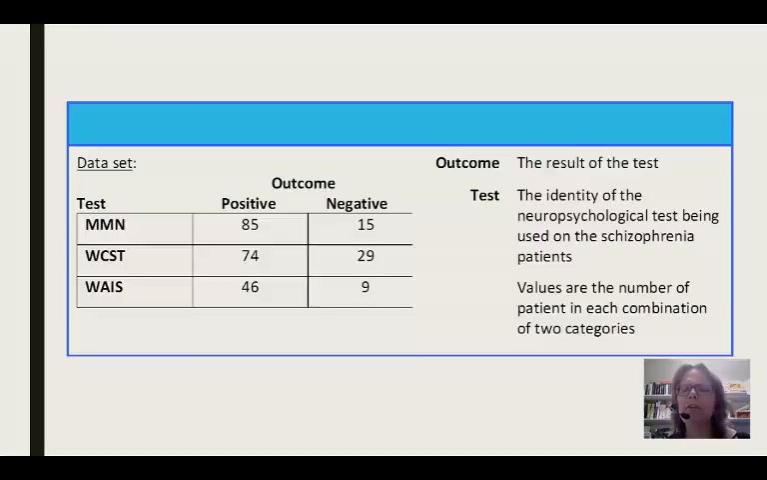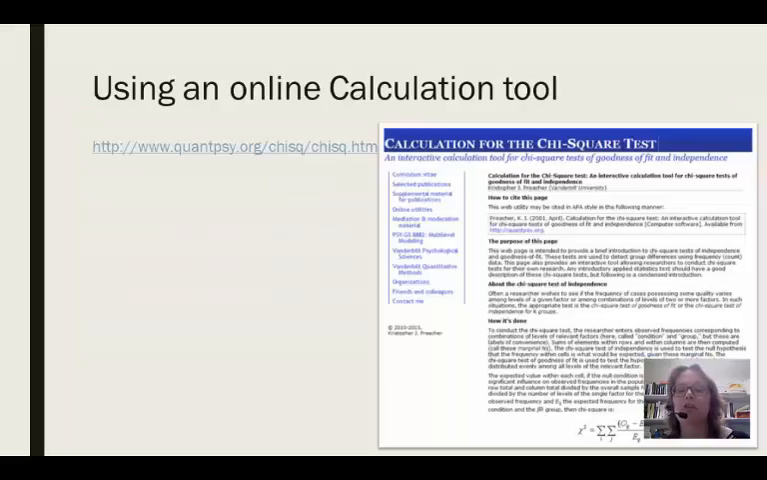What we'd like to be able to do is do this chi-squared test. Now you can do it mathematically by hand. What we're actually going to focus on is using an online calculation tool. Now this is the best one I've found, okay? Any online calculation tool that includes details on how to reference it needs to be reasonably accurate.